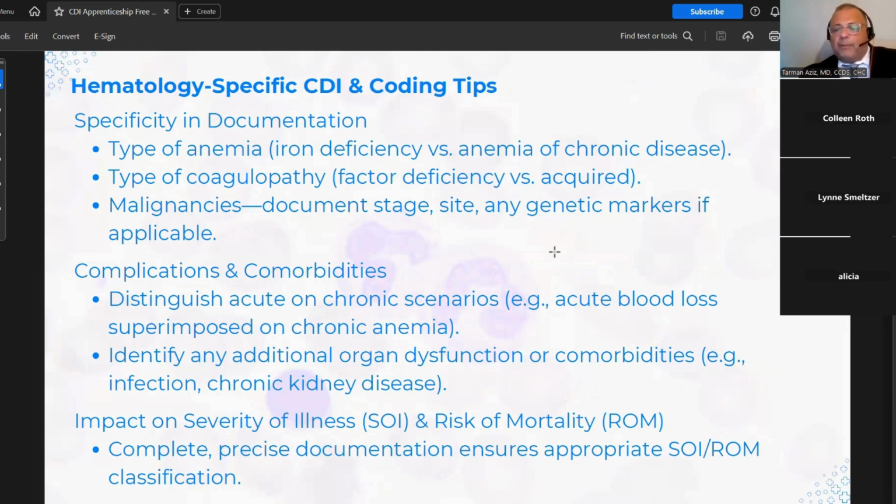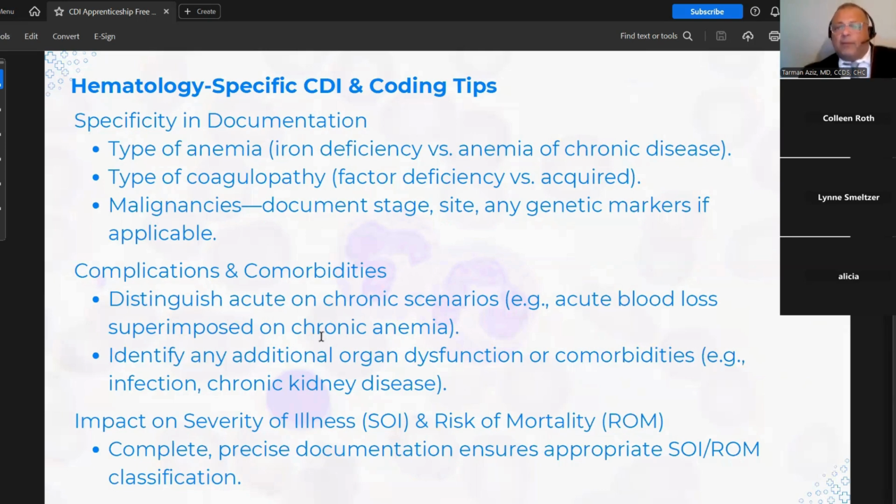So we're looking for these providers to be real specific. Type of anemia, is it iron deficient or anemia of chronic disease, for example? What's the type of coagulopathy on board? Is it an inheritable factor deficiency, or was this acquired secondary to something else? If there's a malignancy, document its impact to the body as well as to the lab values. If there are genetic markers of the leukemias, for example, like the Philadelphia chromosome or any of the others, they need to be mentioned in the assessment and plan.